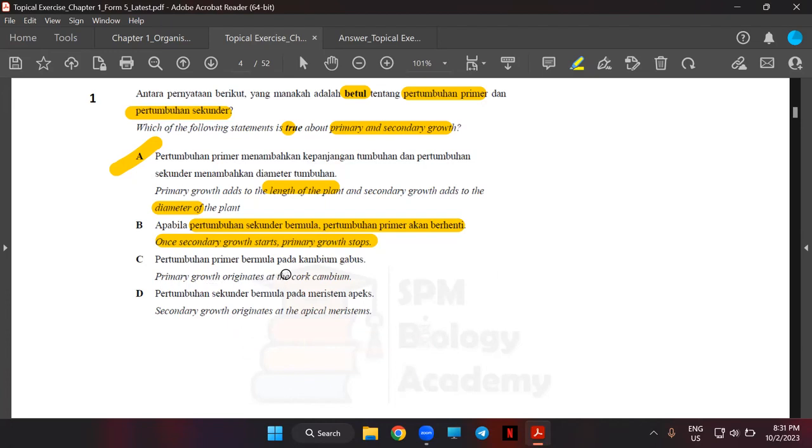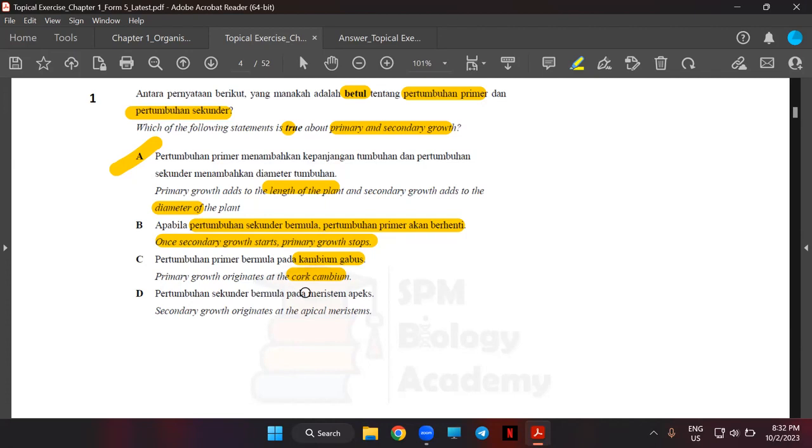Pertumbuhan primer bermula pada cambium gabus, salah. Primary growth originates at the cork cambium. This is wrong. Di mana kita tahu, kita dah belajar, primary growth melibatkan apical meristem. Yes or no? Pertumbuhan primer melibatkan meristem apeks. Bukannya cambium gabus, cork cambium. Cambium gabus ialah salah satu jenis bagi lateral meristem, meristem lateral. So, pertumbuhan primer doesn't involve lateral meristem. Tidak, ya. I can see a chat, hold on for a while.